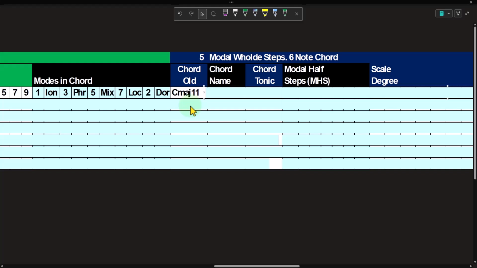What does the 11 mean? Well, there's only 7 notes. Then they went up to the 9, and then they went up to the 11. So now the 9 is equivalent to the 2, the 11 is equivalent to the 4. But you're just skipping every other note.